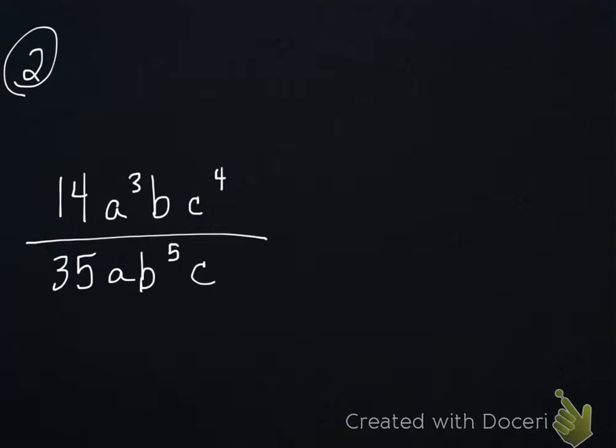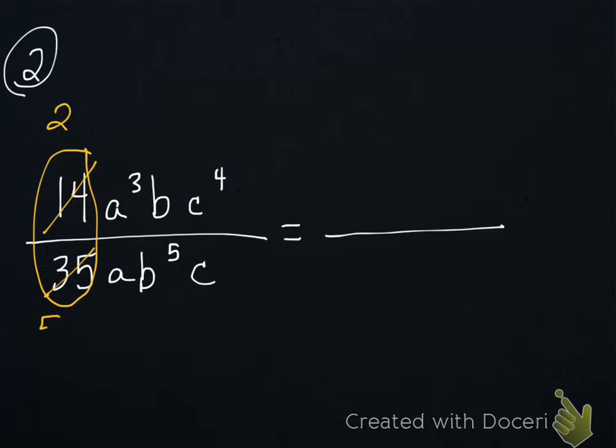Number 2, I have a monomial on top and a monomial on the bottom. Monomials cannot be factored, so we can go straight to canceling. Remember, you want each thing independent. Coefficients are one thing. So what can I divide both 14 and 35 by? That's right, we can divide by 7. So on top I would have a 2, on the bottom we would have a 5. That would give us the 2 and the 5.